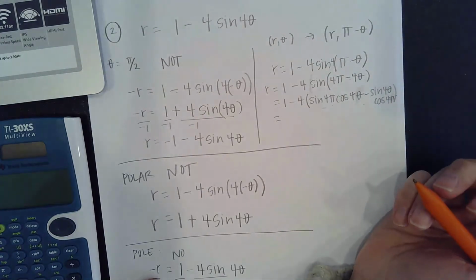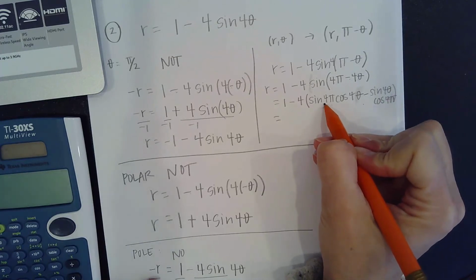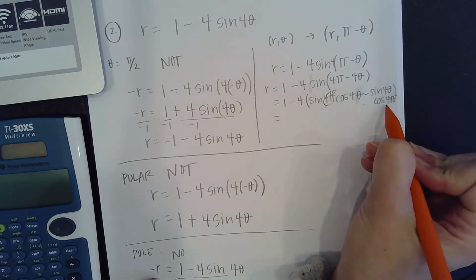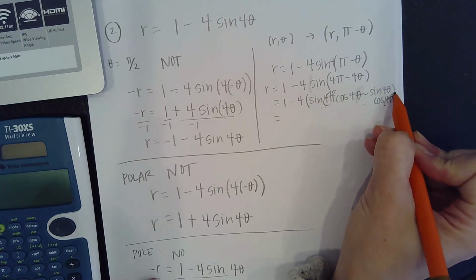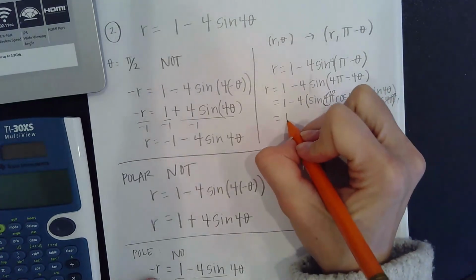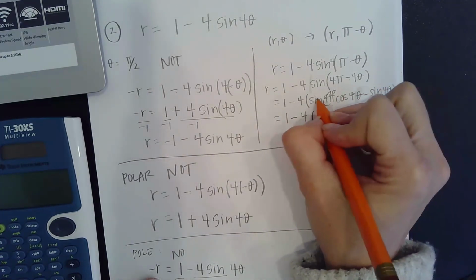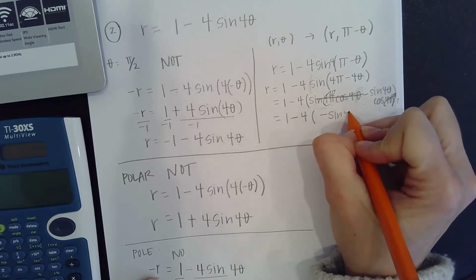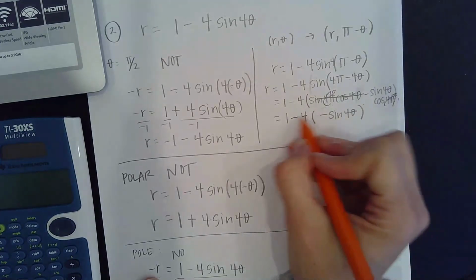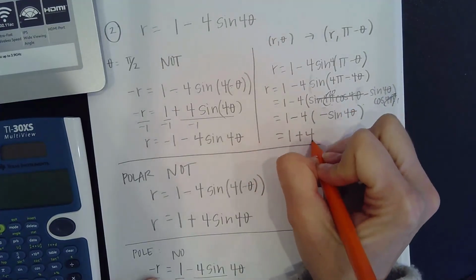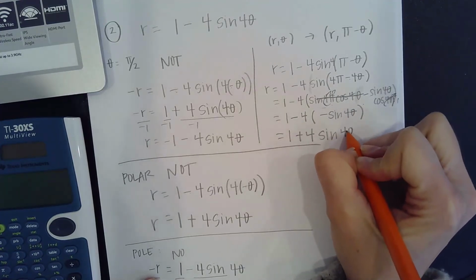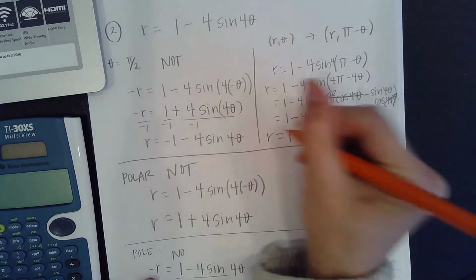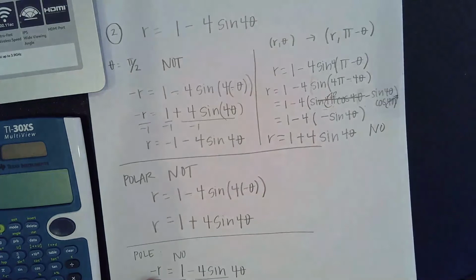Sorry, I get my opposites mixed up. Okay, so sine of 4 pi is going to be 0, so this is going to be a 0. Cosine of 4 pi is going to be a 1. So this is going to be 1 minus 4, so this all turns into 0, so that goes away. And this will be a negative sine of 4 theta. Take your negative out, so this will be 1 plus 4 sine of 4 theta. Okay, so is that the same thing? No, so still no, right?